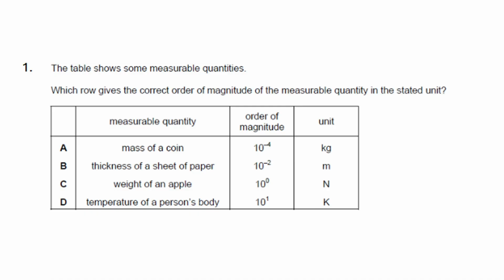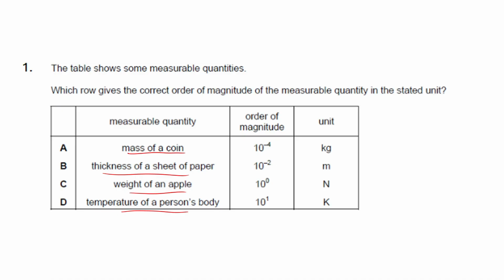So for number 1, the table shows some measurable quantities. Which row gives the correct order of magnitude of the measurable quantity in the stated unit? Okay, so basically what this question is asking is which one is a realistic measurement for each one of these things, right?